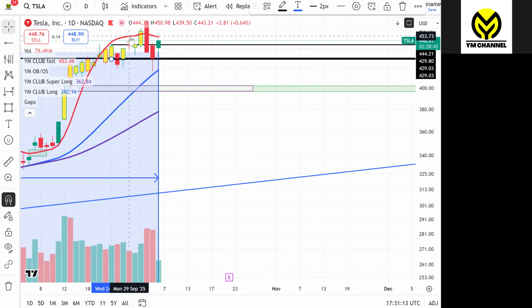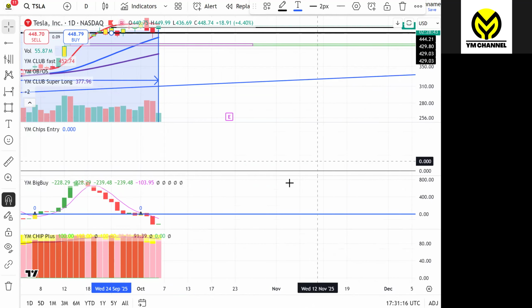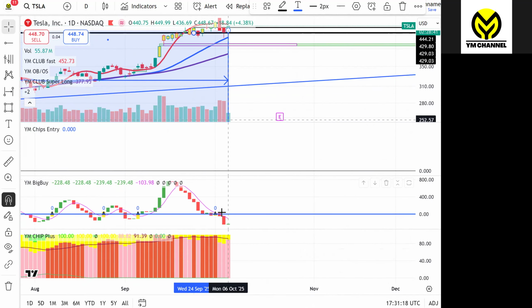So something you need to be a bit careful. And we look at the money as well. The money is going down. So I didn't buy back, to be honest. I reduced my holding here.